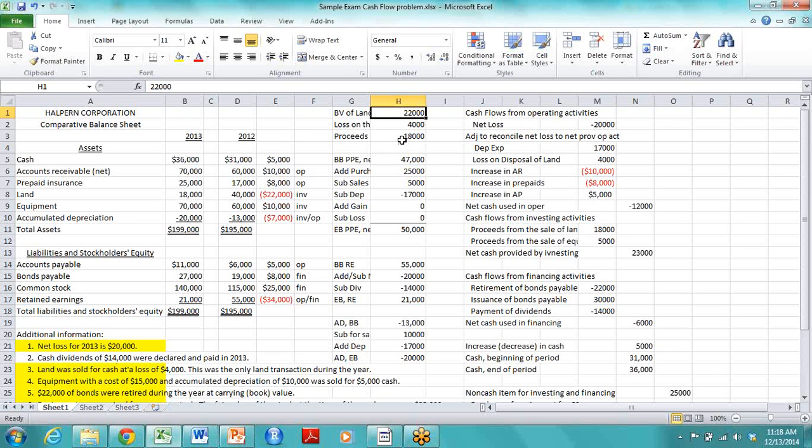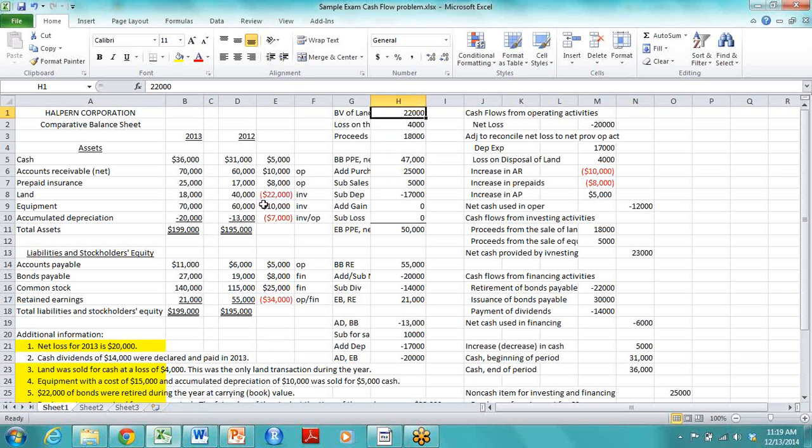Normally what happens in these problems is you're given the book value of what you sold, and you're given the proceeds that you get, and from there you can determine what the loss is. So that's the reason why we're using that $4,000. It just happens the way this problem is set up that we need that $4,000 to figure out what the $18,000 proceeds were.